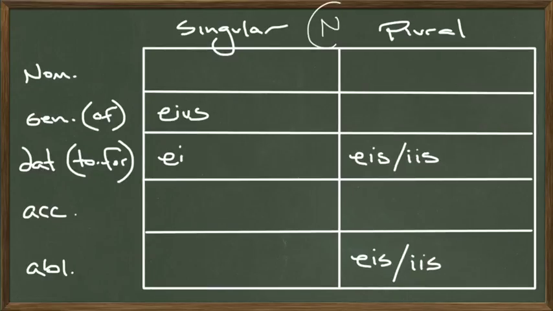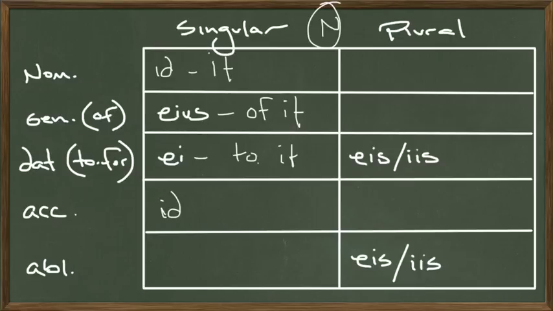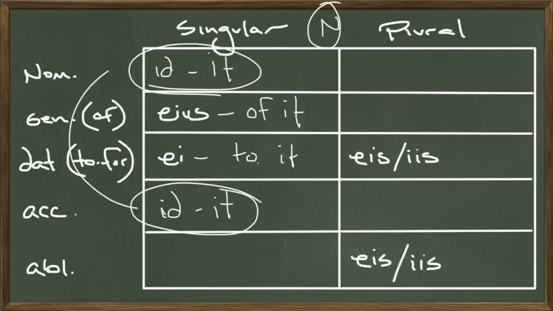So we have the masculine group, the feminine group, and the neuter group. The neuters, some of them are the same, some of them are already filled in, and that's because they're the same whether they're masculine, feminine, or neuter. Id means it. Eius means of it. Ei means to it. Id means it. In the neuters, the nominative and the accusative are always the same. The ablative would be eo again, just like the masculine, and we'll translate it as by it.